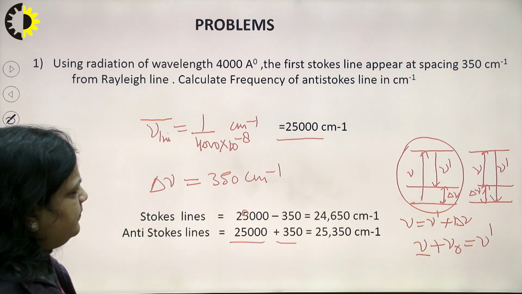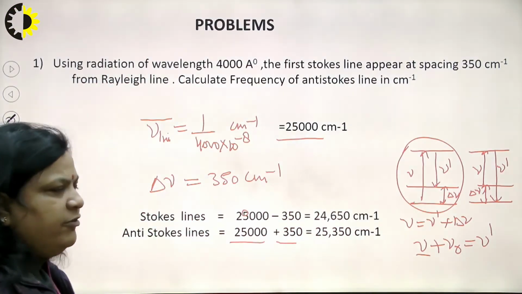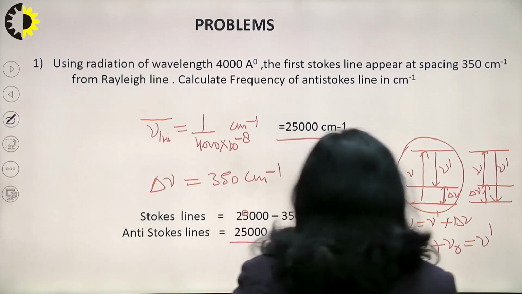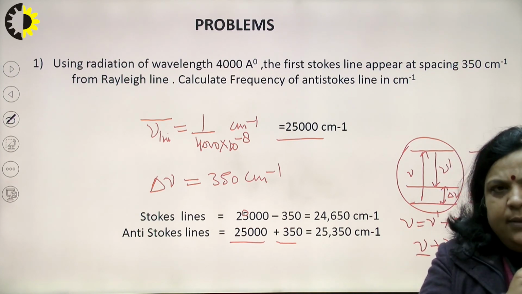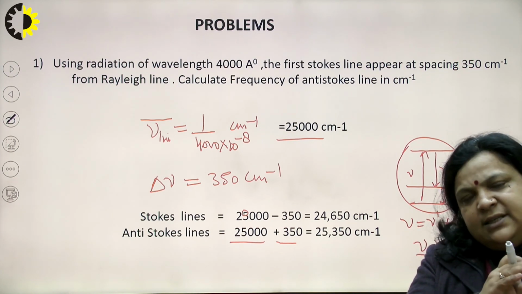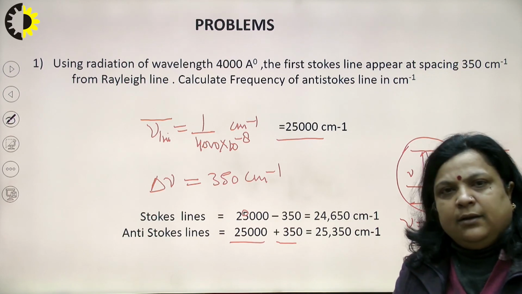Now, here we finish this Raman spectroscopy, and this is basically in brief, and here we see only the static field. Thank you.